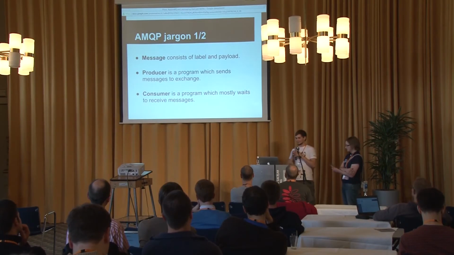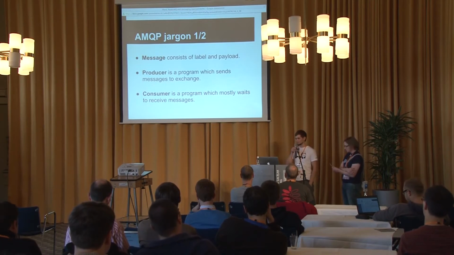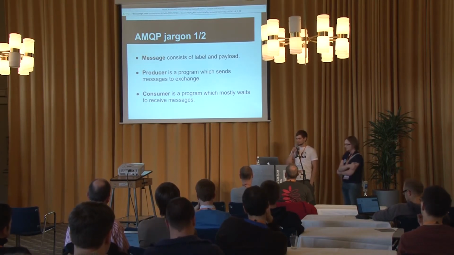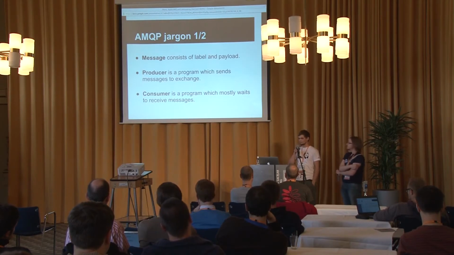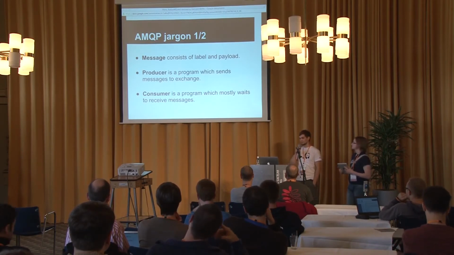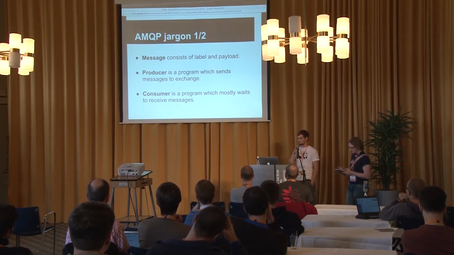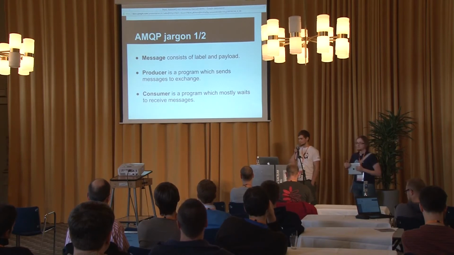Here we have some AMQP jargon. So what are the building blocks of AMQP? You'll use producers, exchanges, bindings, queues, consumers, and of course the message itself. And the message consists of a label and a payload. The label is basically the address, and the payload is the actual message data. And the data can be anything you can imagine. A producer is a program which sends the message to the AMQP broker, and a consumer is a program which mostly waits to receive the messages.